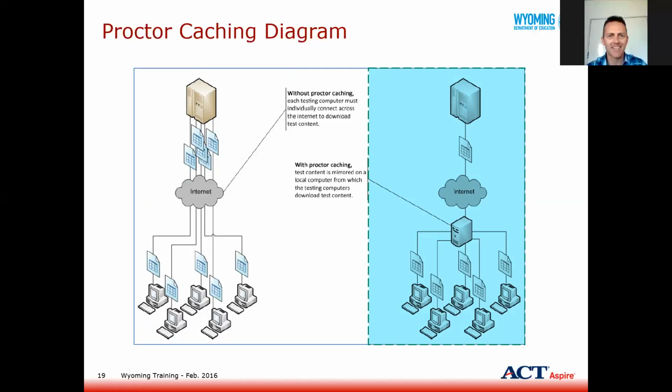So again, use system check to be able to validate what speeds you can have, not only to the ACT Aspire servers, but also to the various project caching locations. Districts have the flexibility to decide where to implement the project caching in the network environment. Based on local network considerations, districts can implement project caching machines at the district or school level.